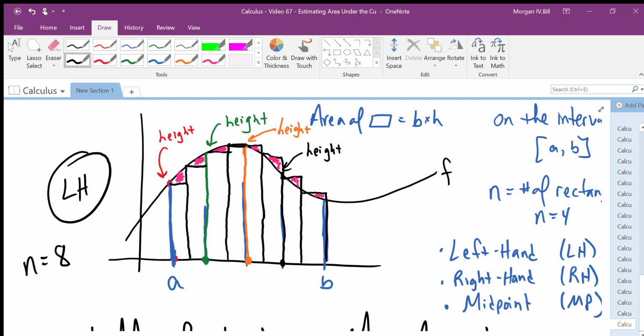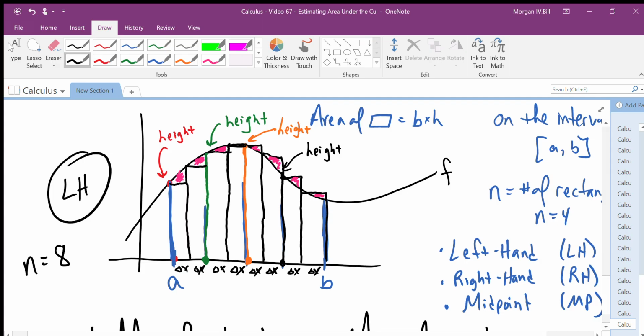They're all still delta x's, but they are smaller than they were before, because I have the same space from A to B, the same length, the same distance from A to B, but now I have 8 rectangles as opposed to 4 rectangles. That's more accurate. More rectangles, more accurate.